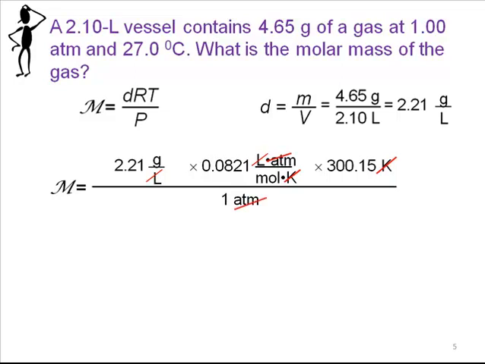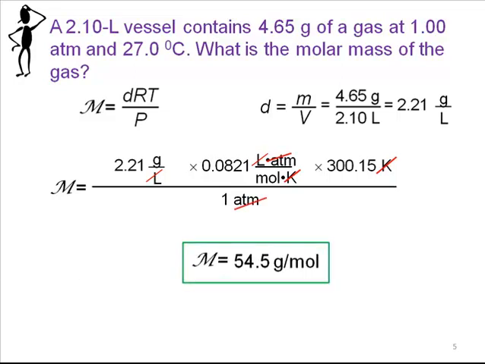And if you don't know if it's ideal, you assume it's ideal. So in this case, the molar mass of this gas would be 54.5 grams per mole. Once you have the molar mass, could you try to identify the gas? Absolutely. It might not be easy because you're like, wait a minute, 54.5, what could that be?